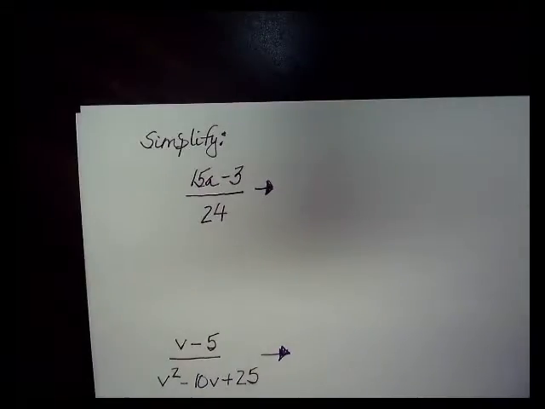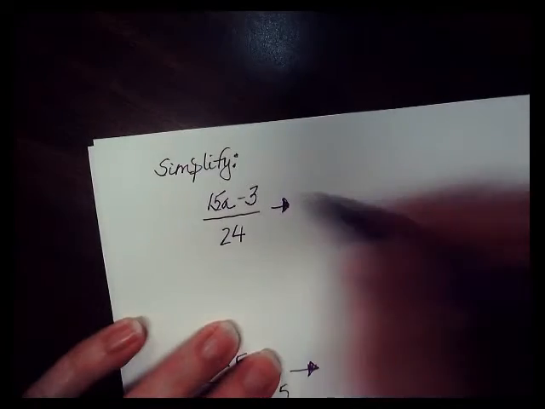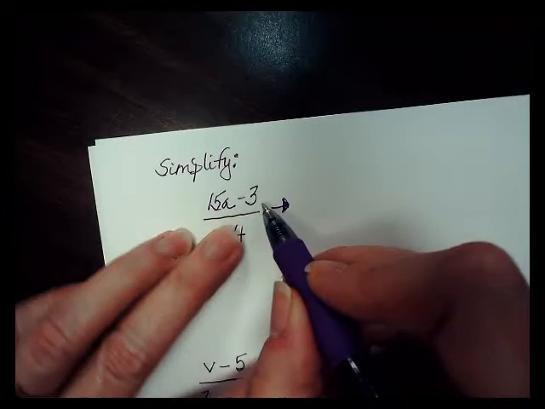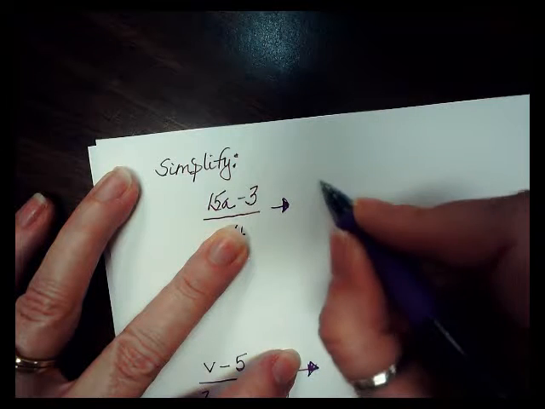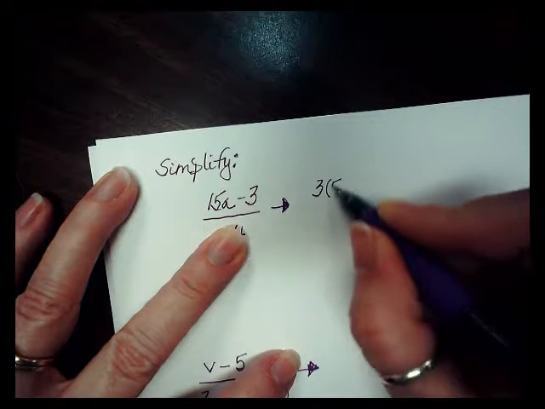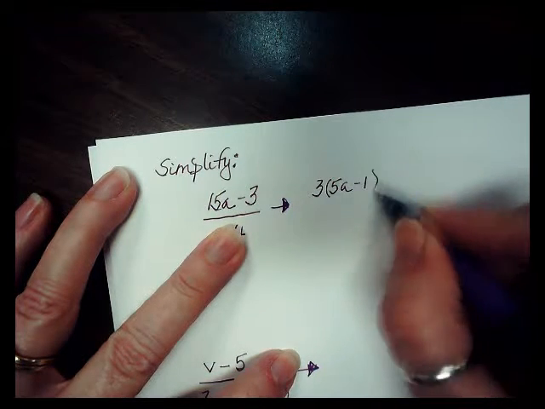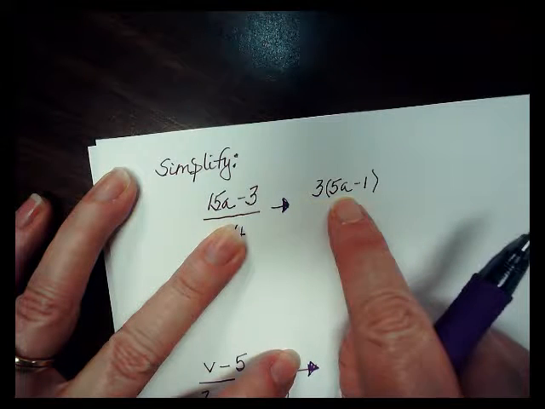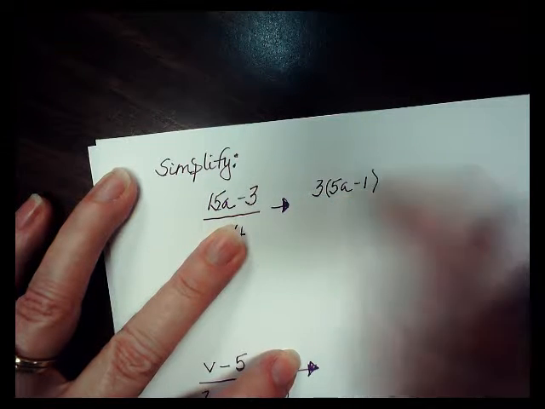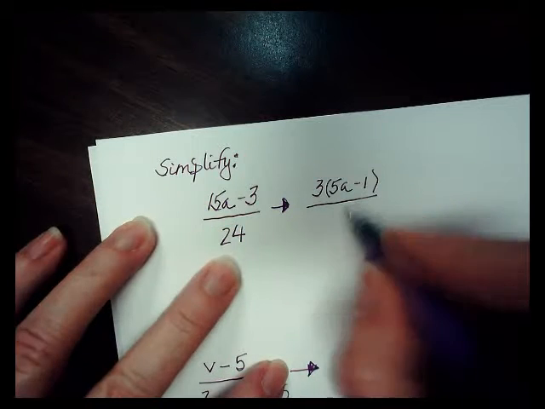So here's my next example. Factored form first. I take the top and I notice that 3 goes into both of those. 3 times 5a minus 1. And again, you could check. This times this is 15a. This times this is -3. The bottom, nothing to do.